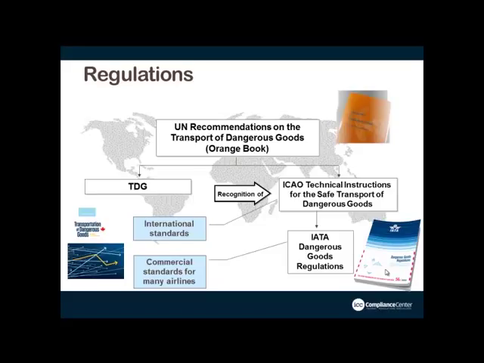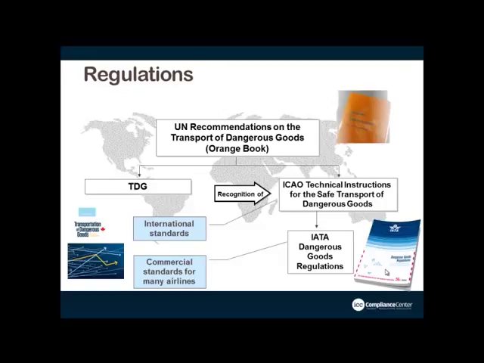Most regulations dealing with transportation of hazardous materials or dangerous goods, as they are known in many regulations, are based on the UN recommendations on the transport of dangerous goods, or the Orange Book. This is a model regulation created as a standard by an international committee of experts at the United Nations. In Canada, the dangerous goods are regulated by the Transportation of Dangerous Goods Regulations.